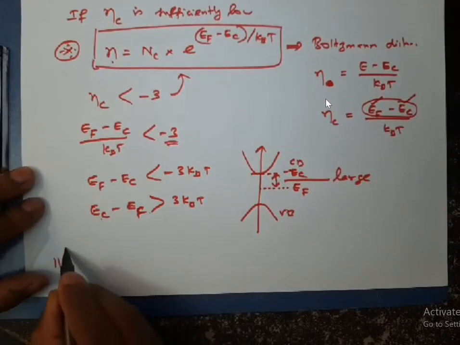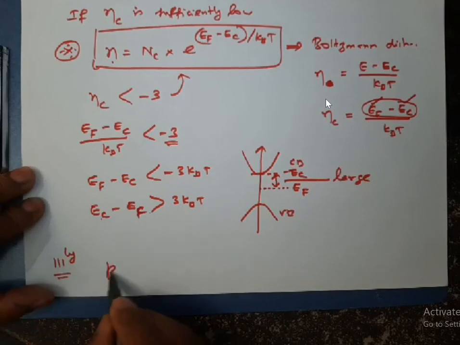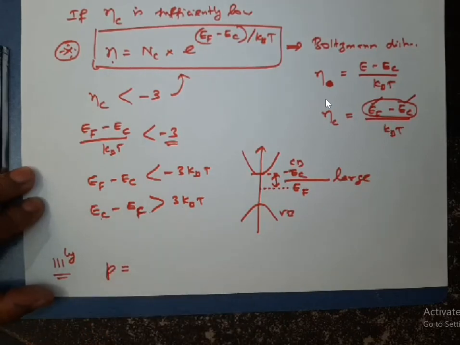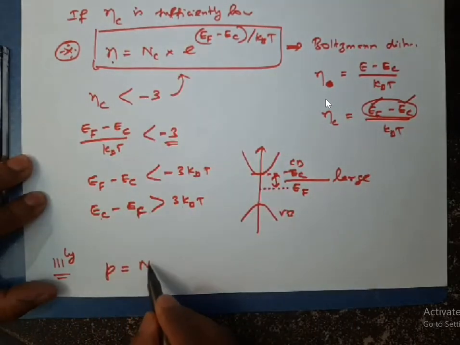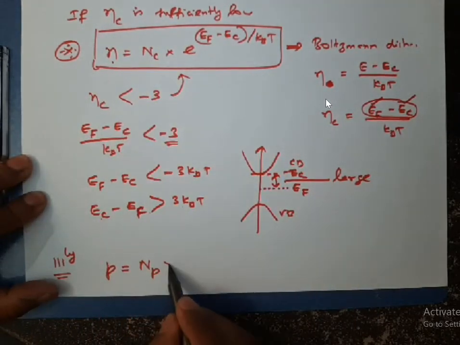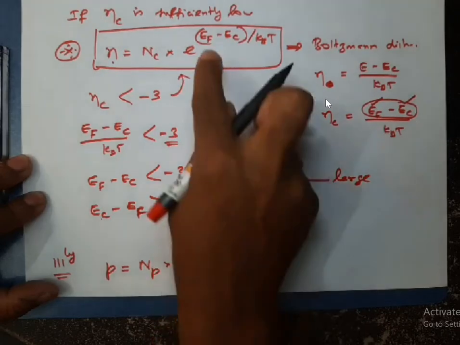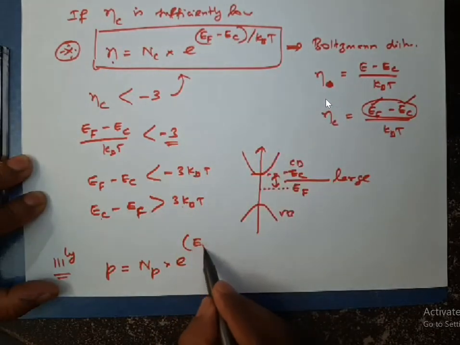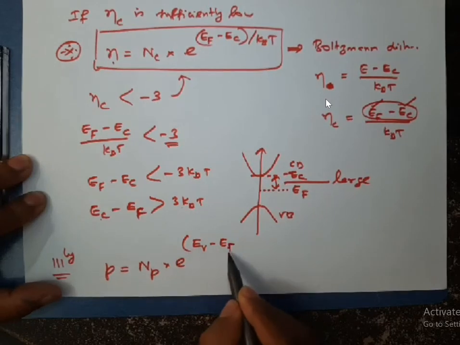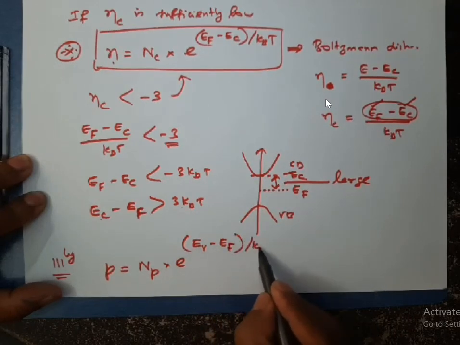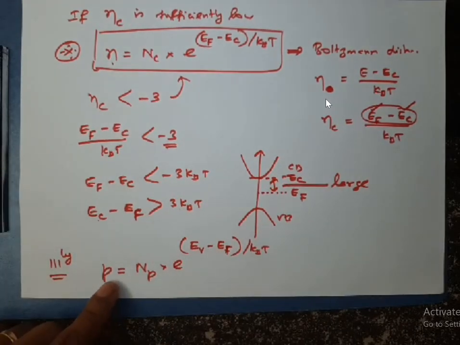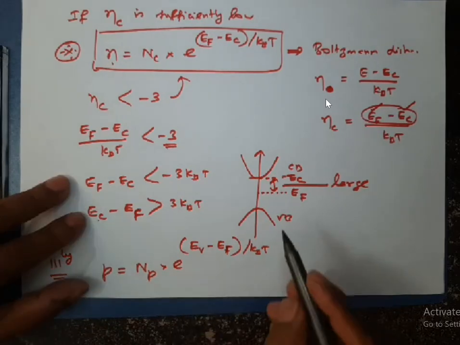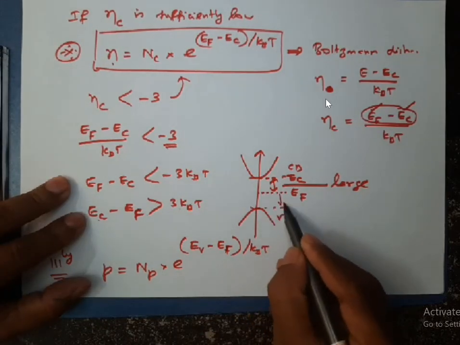Similarly, you can find the concentration of holes in the valence band using a similar type of expression, but instead of NC you'll get NP, NP into e power, instead of EF minus EC I'll get EV minus EF by kBT. So this is the concentration of holes in the valence band. Here again the condition is that this gap should be large.